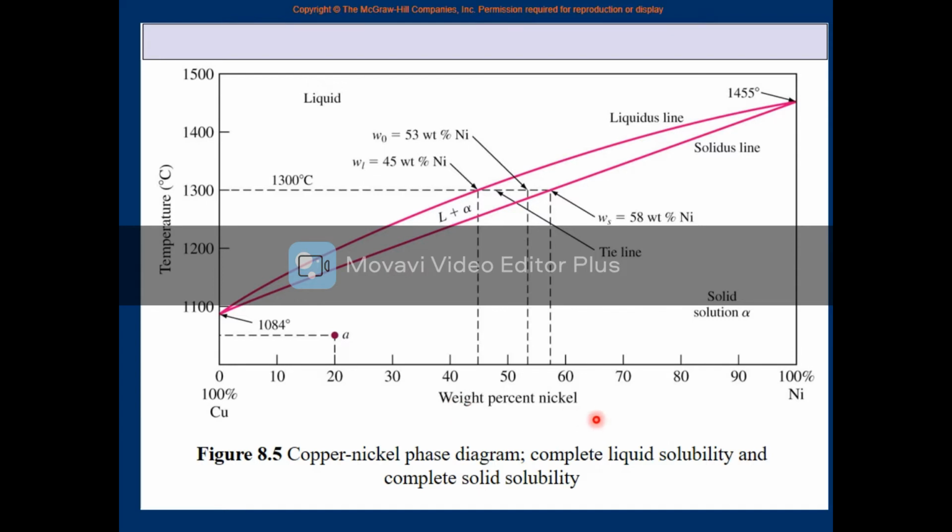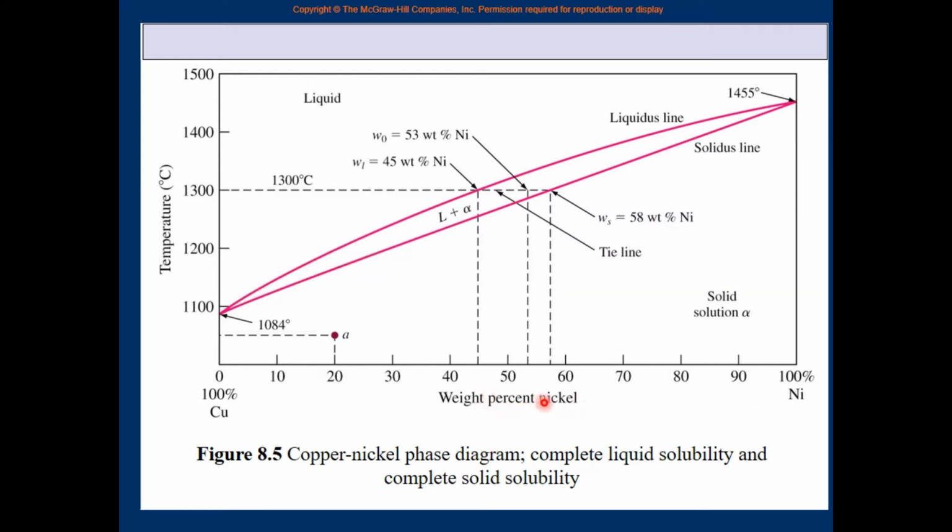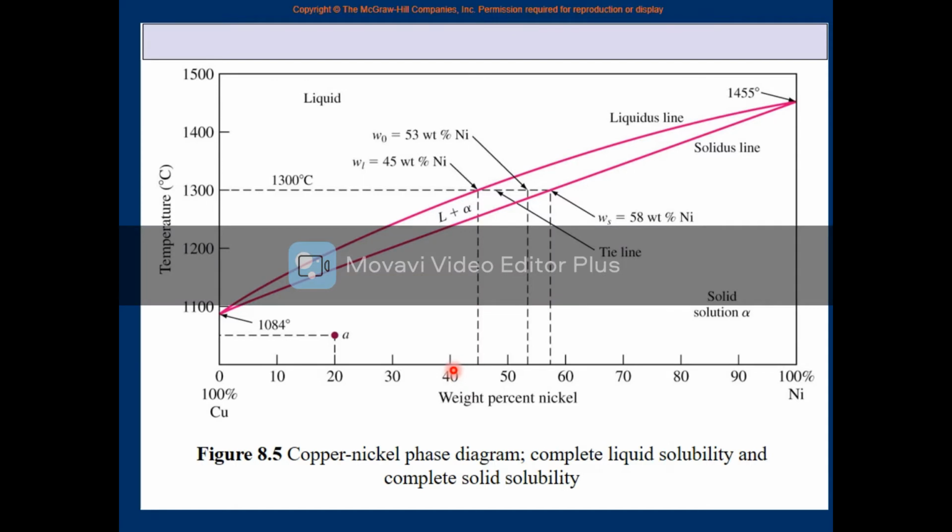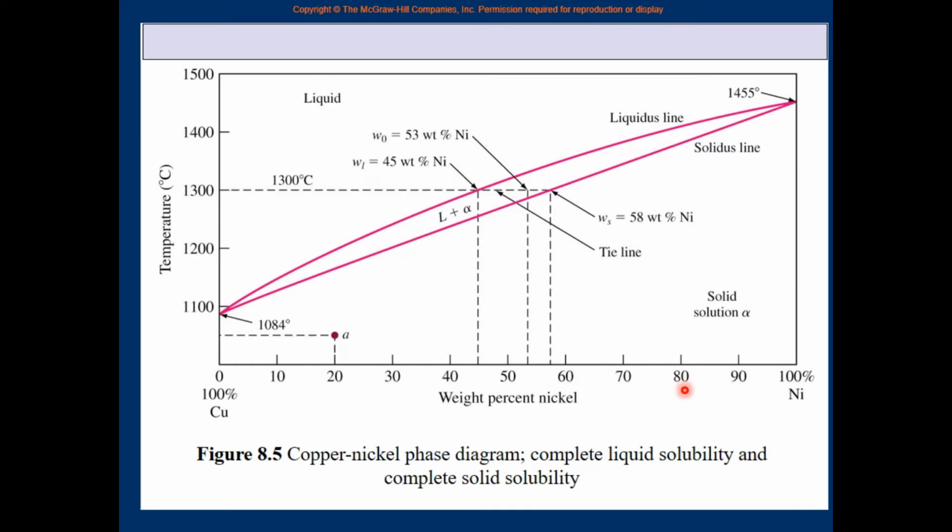So it is the composition. Here it is copper, here it is nickel, and it says weight percent nickel. So when we are here at 40, it means it is 40 weight percent nickel. So whatever alloy we have at this point has 40% nickel, and that means 60% copper. If this is the alloy we are talking about, then it has 80% nickel, so it will be 20% copper, right?